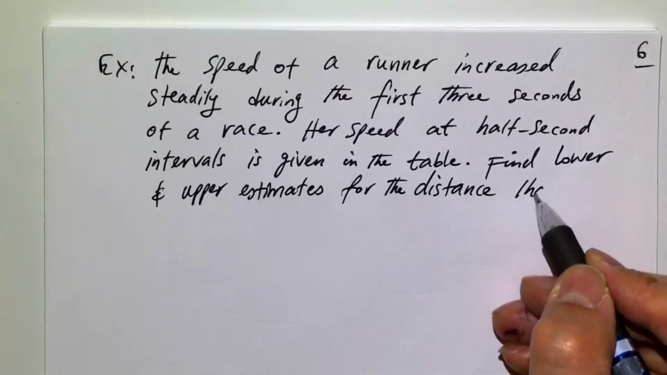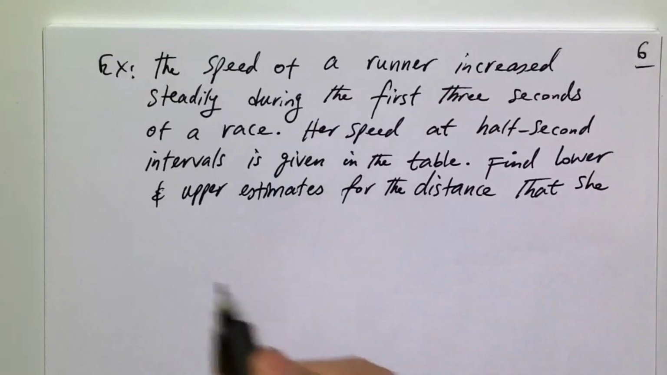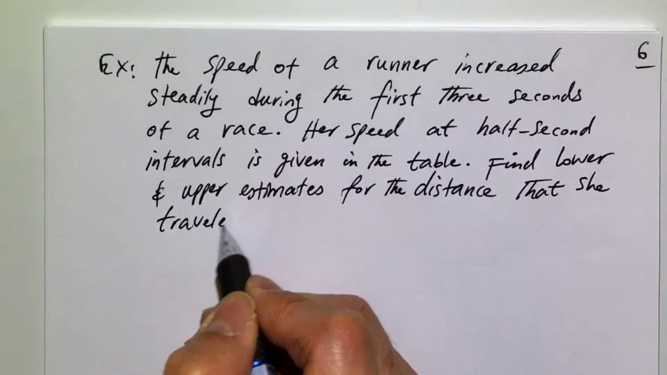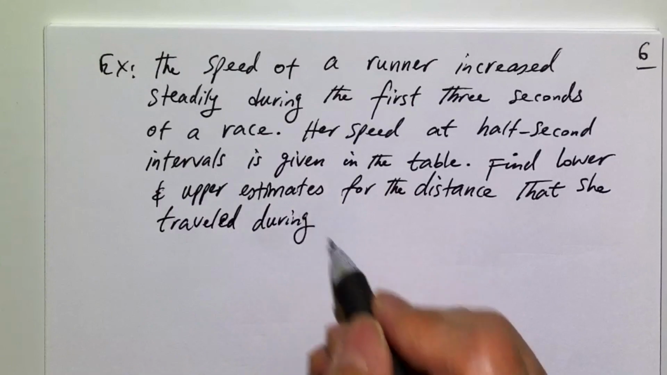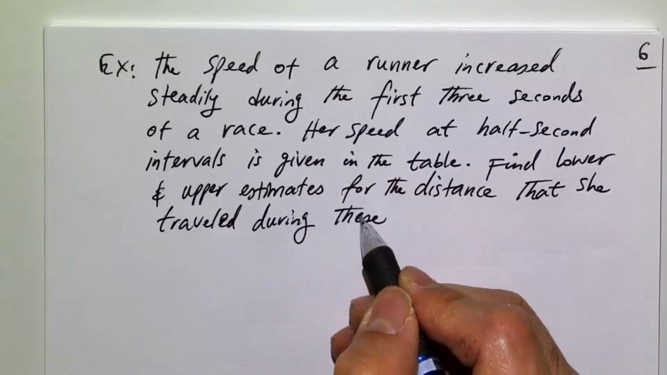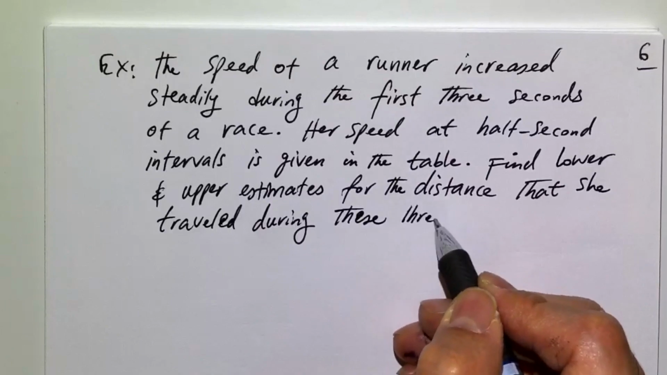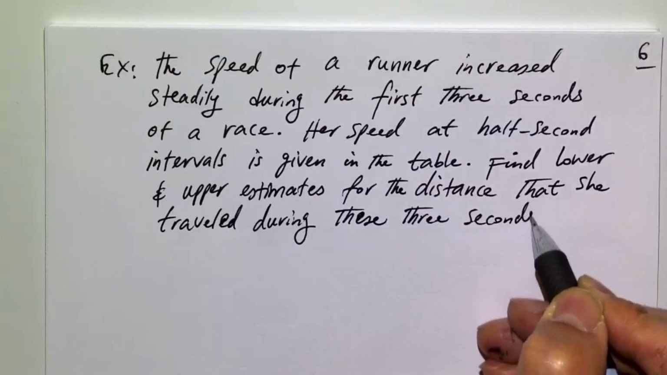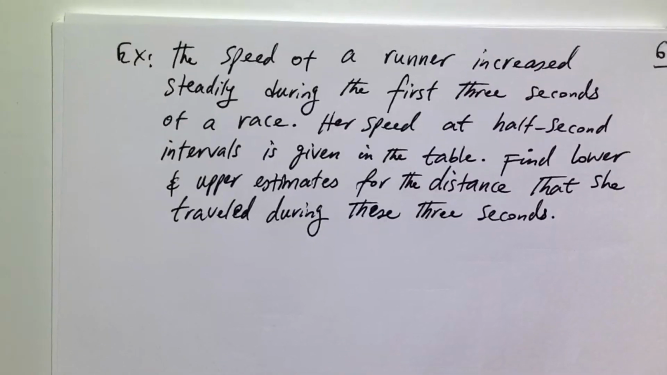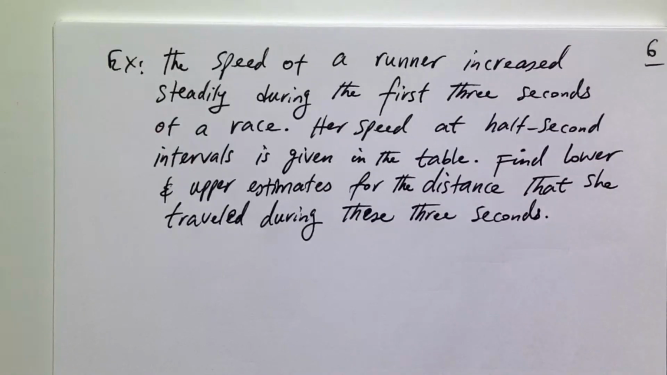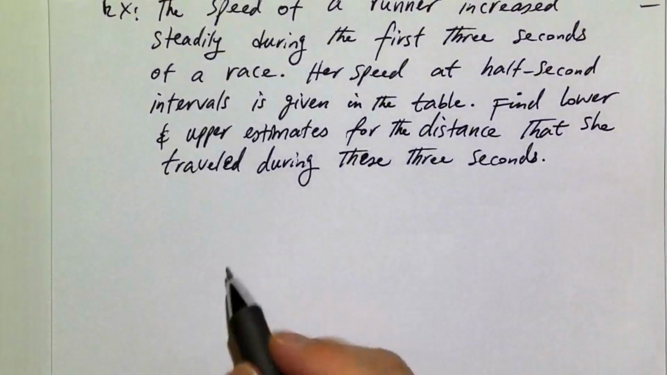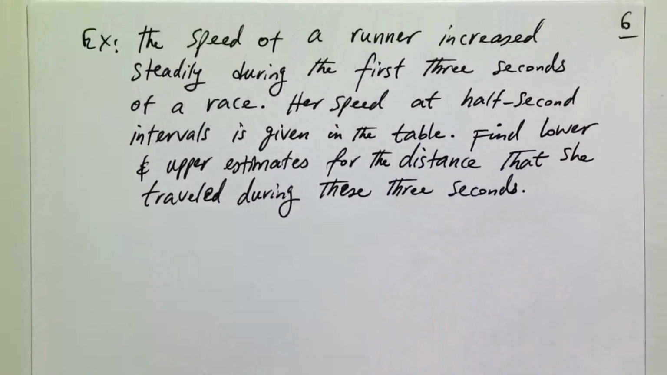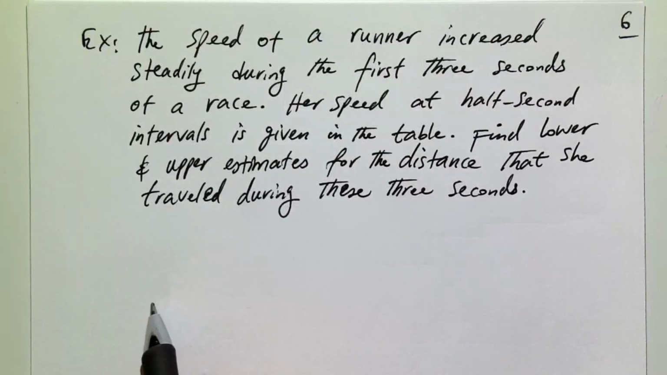Distance. Okay, so this time we're estimating the distance that she ran. Okay, here is a table of data values, and so we have, should draw it here, maybe somewhere here.